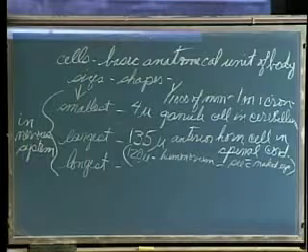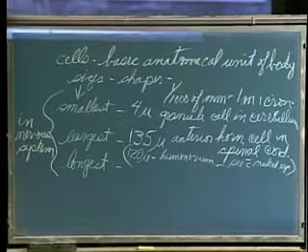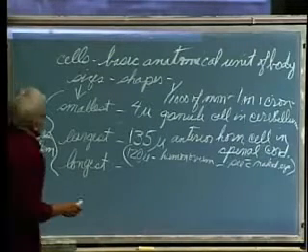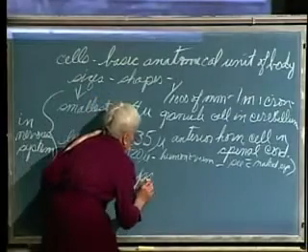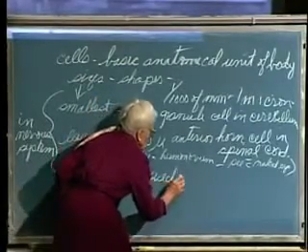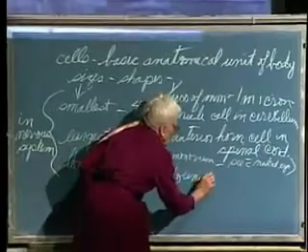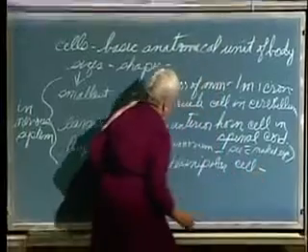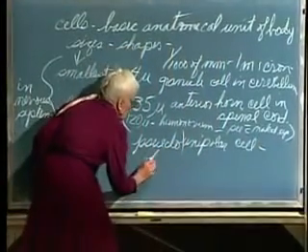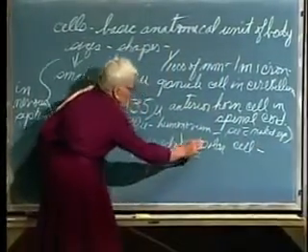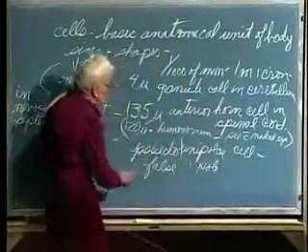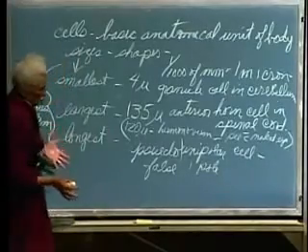All right, now the longest cell. The longest cell is the pseudo-unipolar cell in the nervous system. Pseudo, what does pseudo mean? Pseudo-unipolar cell. Pseudo means false. Unipolar means one pole. So what kind of cell is this? It has a false pole.